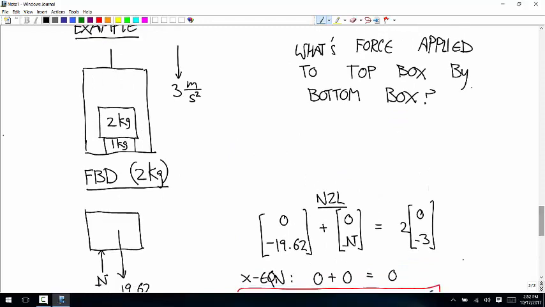Okay, so going back to this original picture, we know that the force on the 2 kilogram box by this one is up at 13.62. So what do you think the force vector is on the 1 by the 2? Same magnitude, opposite direction. So down at 13.62.